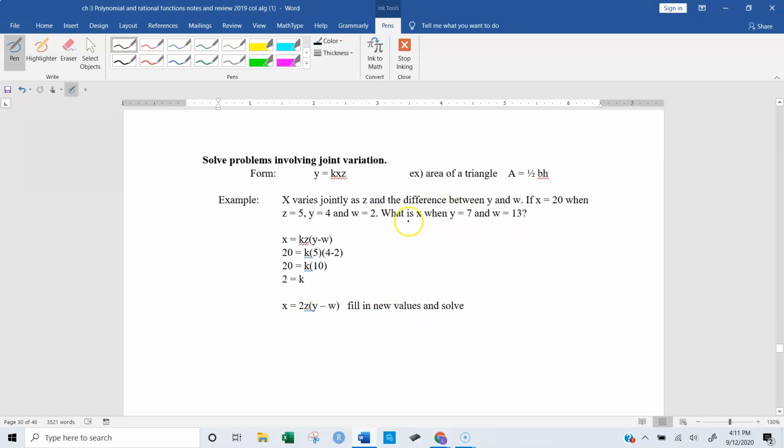Okay, now I'm going to ask, what is X when Y is 7 and W is 13? If you notice, you don't have enough information. You need to know what Z is. So should we just make something up? What would you like it to be? How about we let Z equal 2. So we just plug these in. So X equals 2 times Z, which is 2, times (7 minus 13). 7 minus 13 is negative 6. 4 times negative 6 is negative 24. We don't know what this is about, so we don't know for sure if that makes sense or not, but that's what we got.